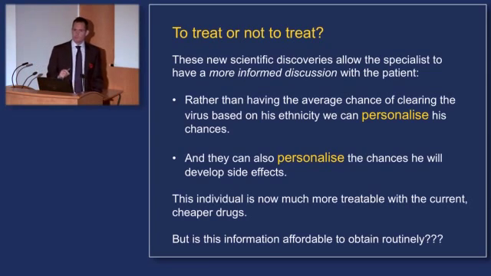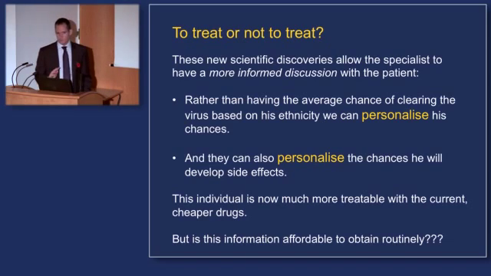Because rather than having to base decisions on how likely he is to respond just because he's Afro-Caribbean, we can specifically look at this SNP to get a much, much better estimate of his chance of responding, and equally his chances of developing adverse reactions. So this seems kind of clinically relevant, and we should be using this sort of information, but is it readily available? How much does it cost?